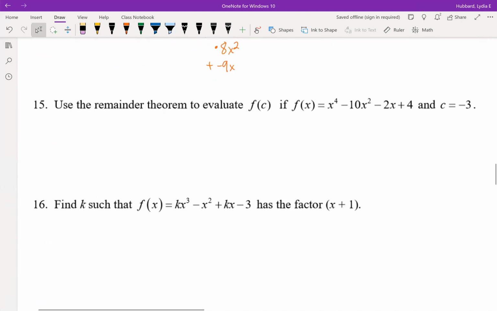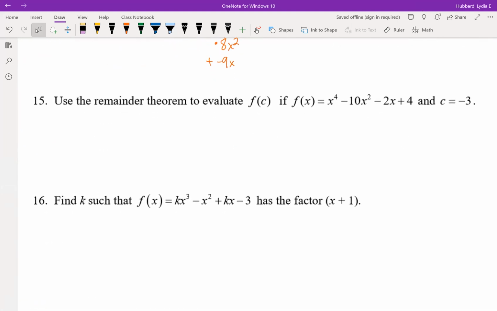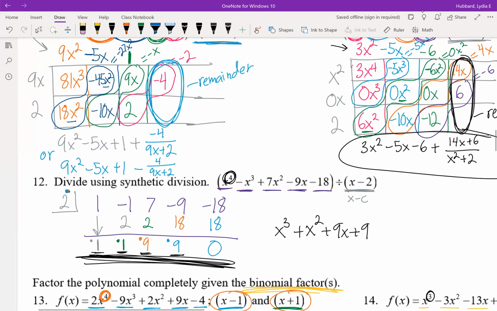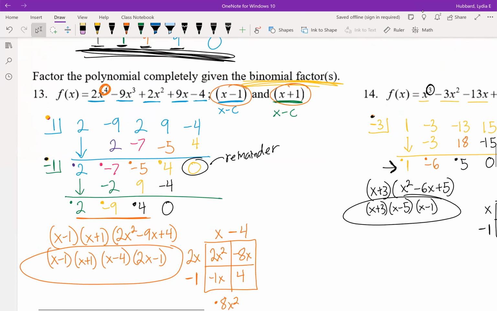So we're using the remainder theorem to evaluate f of c. So this time it's giving us what c is already. This isn't in the x minus c form. It's already giving it to us. So we're really plugging in negative 3 already. We're not changing the sign here. So whenever we use the remainder theorem, we do not change the sign. We change the other signs because those are factors rather than being given a number to plug in. We're just being given the factors.